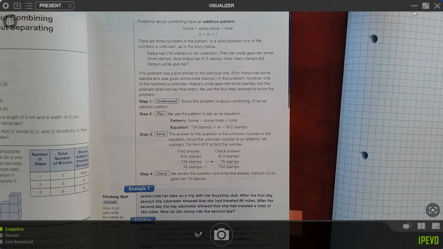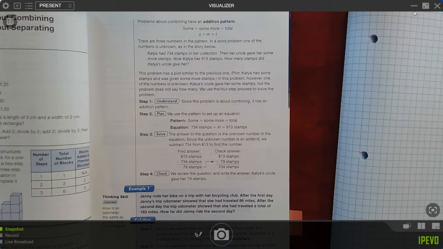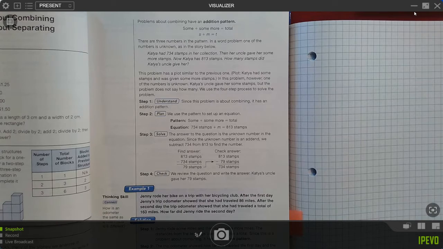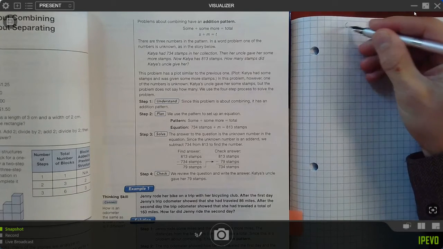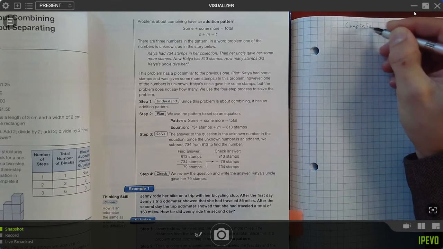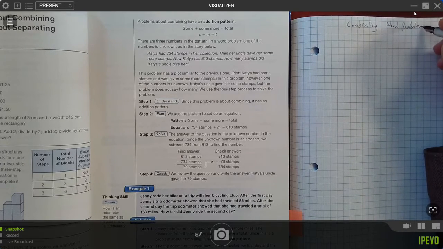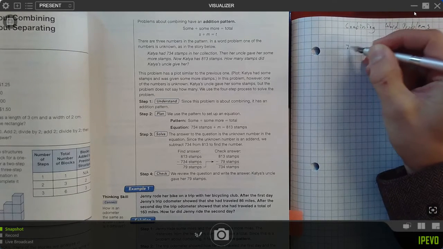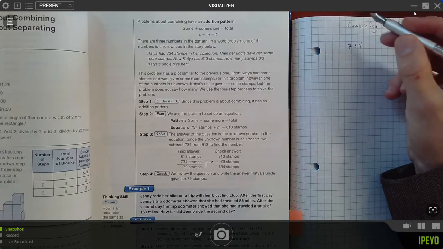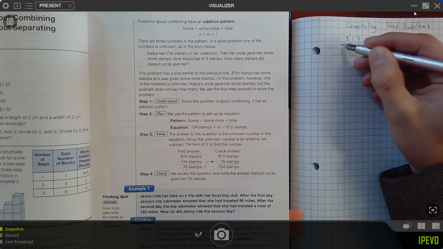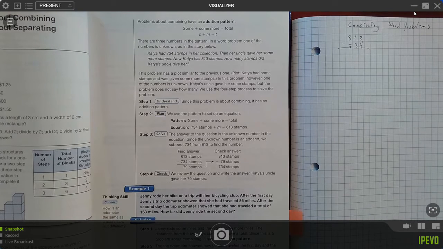Okay. Katya had 734 stamps in her collection. Then her uncle gave her some more stamps. Now Katya has 813 stamps. How many stamps did her uncle give her? So now we have the 734, and her uncle gives her some, and then she was at 813. So how many did her uncle give her?